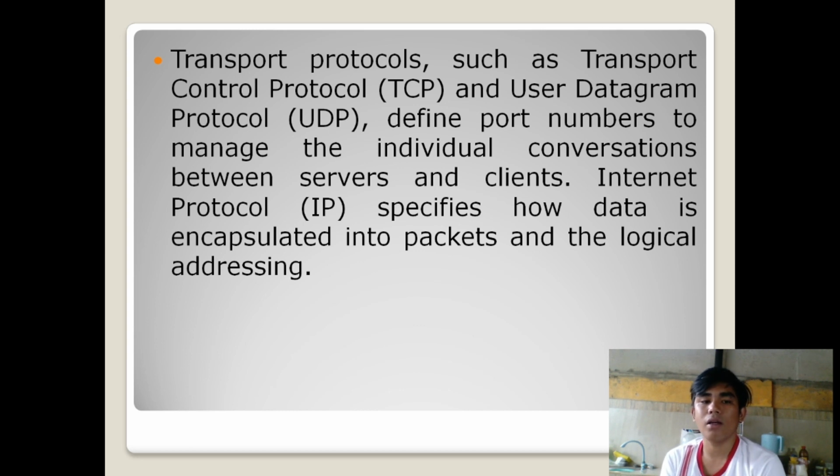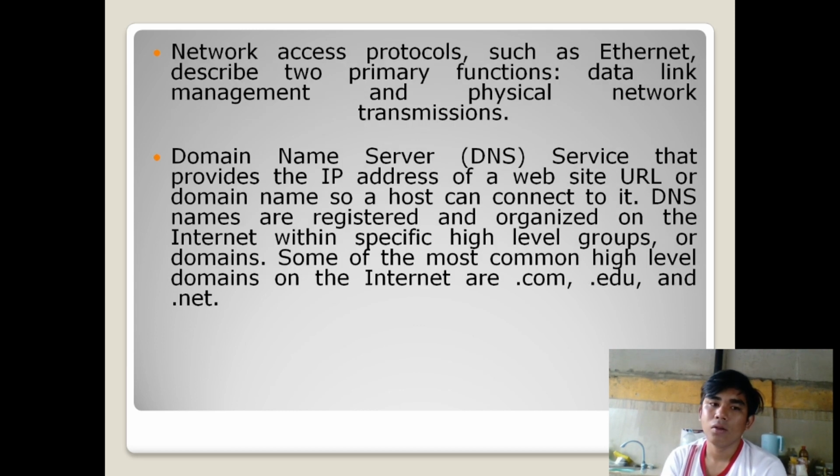Internet protocol, or what we call IP, specifies how data is encapsulated into packets and the logical addressing. Network access protocols such as Ethernet describe two primary functions: data link management and physical network transmission.